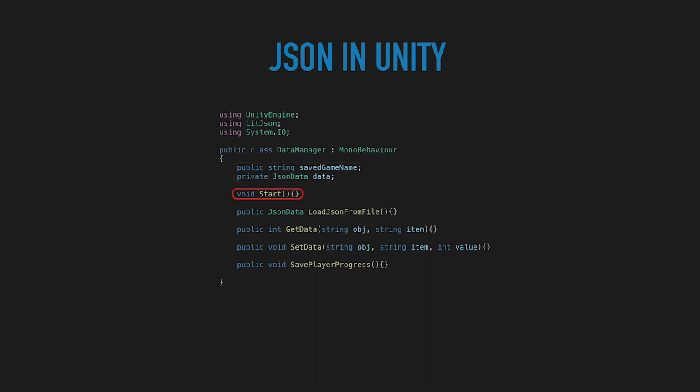From the Start function, we can trigger our script to load the JSON, which we do from the LoadJSONFromFile function, which will get the JSON from a text file and put it into a JsonData object. I will refer to that object as data throughout the video. Then we have GetData, and we have SetData, and of course SavePlayerProgress. Let's start with the LoadJSONFromFile.